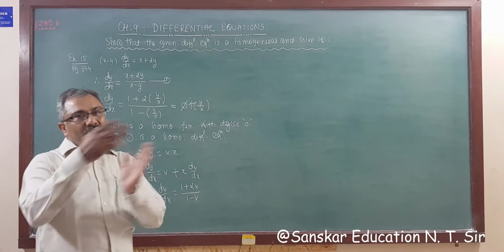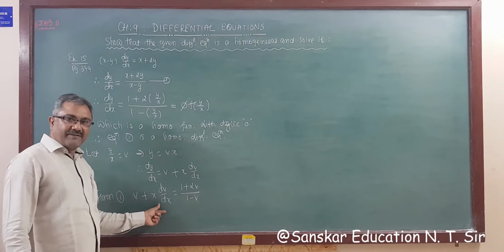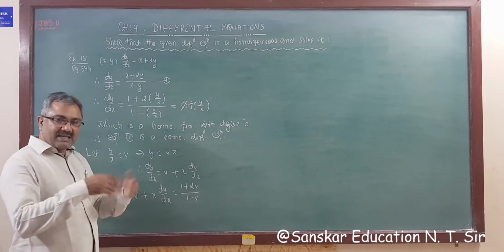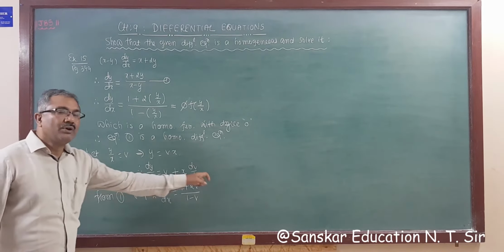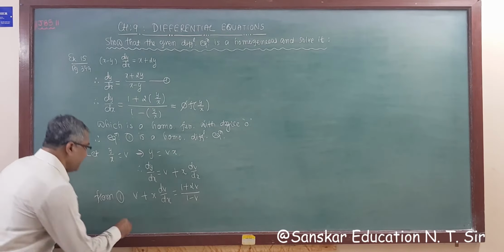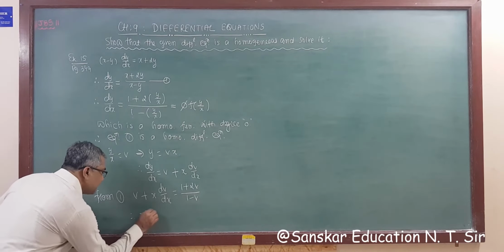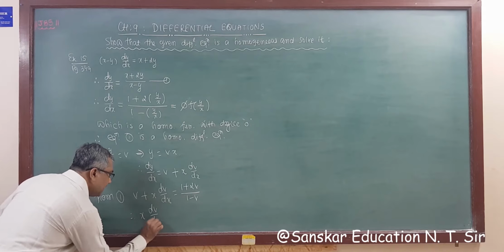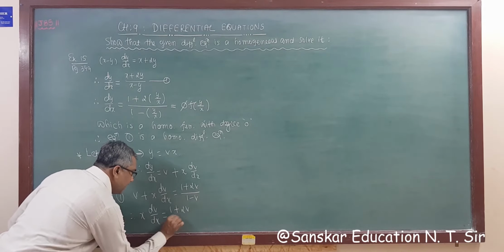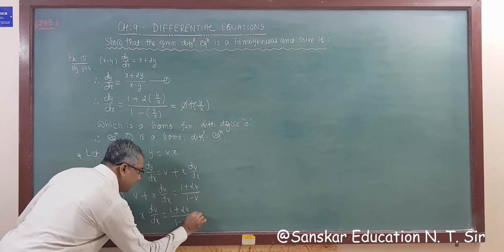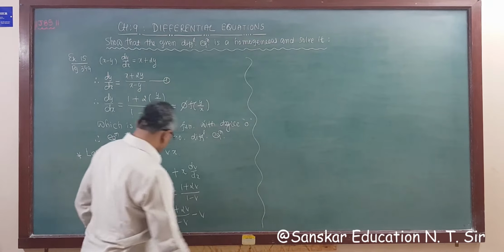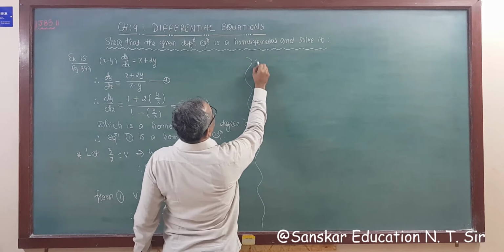That means you have to collect all terms containing v and all terms containing x separately. So for that we need to take v to the right hand side, where it becomes minus v. So we get x dv by dx is equal to 1 plus twice v upon 1 minus v, minus v. Now taking LCM, we get x dv by dx.